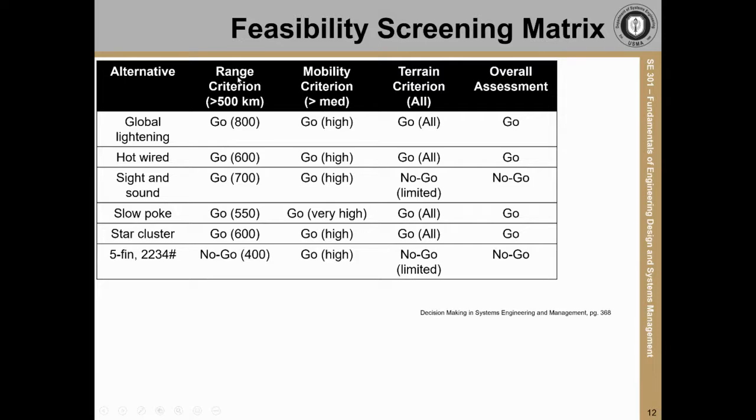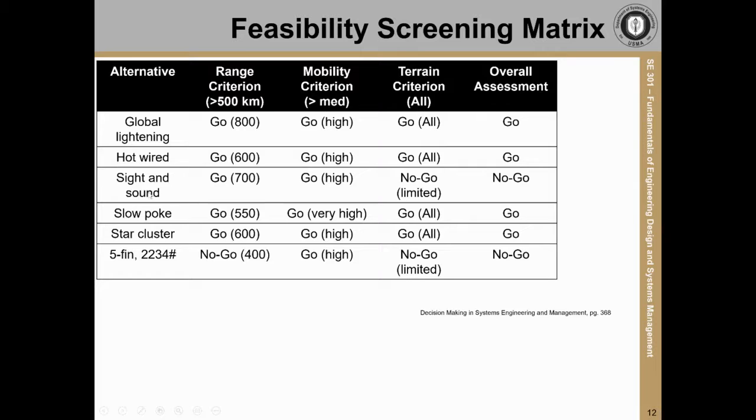So if you have a range value for any of your alternatives that's less than 500 kilometers, you rule it out. It's not feasible. If you have a mobility criterion that is medium or low, it's not feasible also. If you have a terrain criterion that is not all, it's not feasible. And if your design alternatives don't meet any one of these three criteria, it's considered overall a no-go. So right here we can see for global lightning, it has a range criterion of 800 kilometers, a mobility criterion of high, and terrain criterion of all. So it gets an overall go.